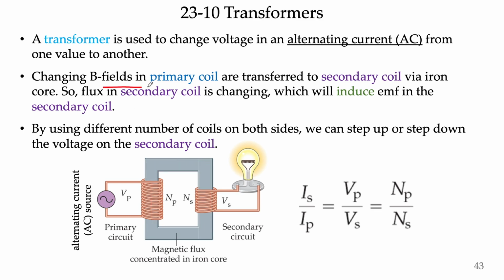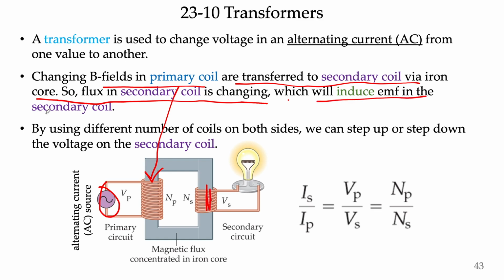Okay, so changing magnetic fields in the primary coil, which is this one, are transferred to the secondary coil via the iron core. So the flux in the secondary coil is changing. Why is it changing? Because magnetic field lines are changing all the time, because we have an AC source here, which changes the current direction all the time. And the changing magnetic field lines here will induce electromotive force in the secondary coil. And so basically you can connect it to a light bulb and it would work.